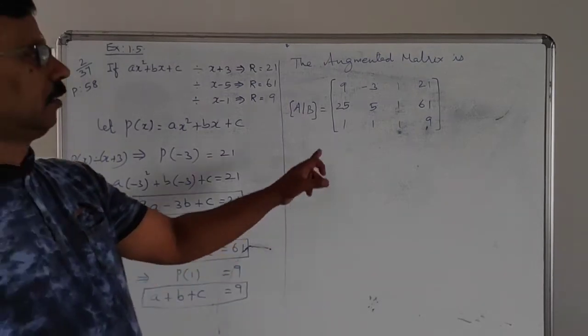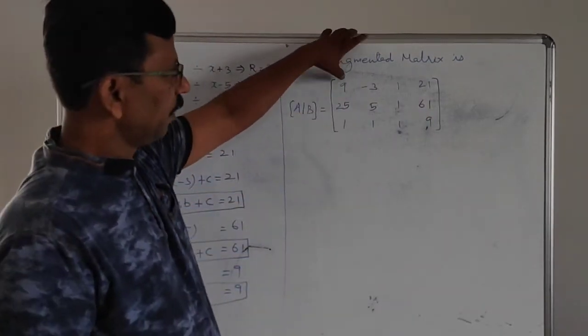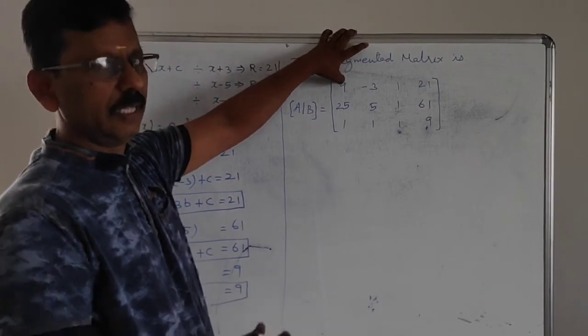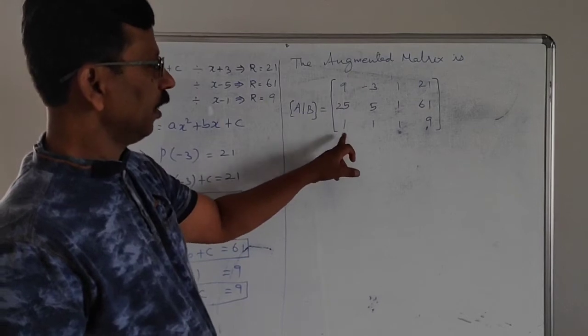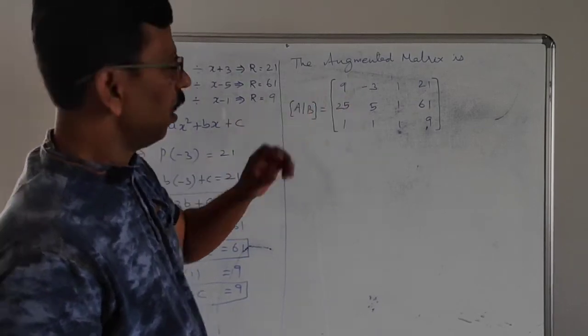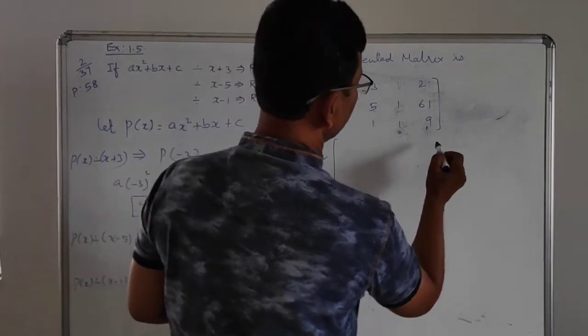Now we need to bring this into row echelon form. It is better to keep the first row, first column element as 1. Then only it is easy to bring into echelon form. Now here we have 1. Therefore we can interchange R1 and R3. Now we are interchanging R1 and R3.